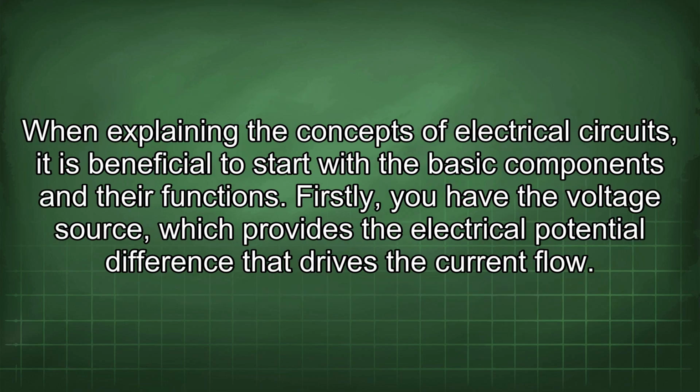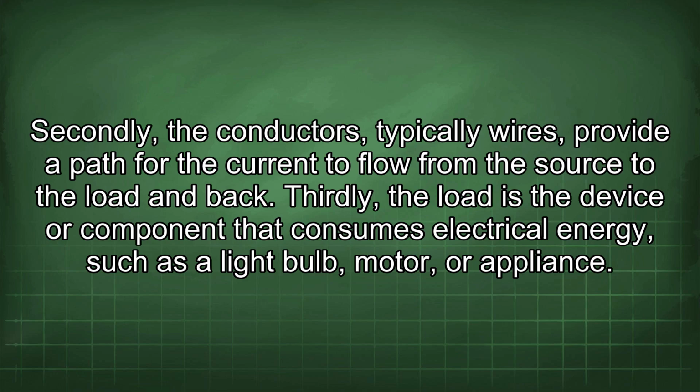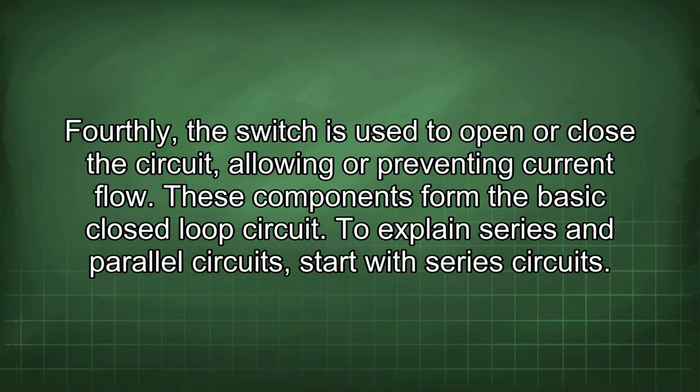systems. When explaining the concepts of electrical circuits, it is beneficial to start with the basic components and their functions. Firstly, you have the voltage source, which provides the electrical potential difference that drives the current flow. Secondly, the conductors, typically wires, provide a path for the current to flow from the source to the load and back. Thirdly, the load is the device or component that consumes electrical energy, such as a light bulb, motor, or appliance. Fourthly, the switch is used to open or close the circuit, allowing or preventing current flow. These components form the basic closed-loop circuit.